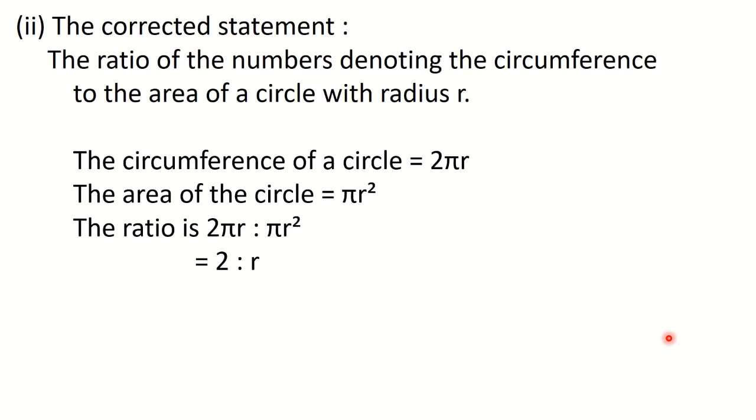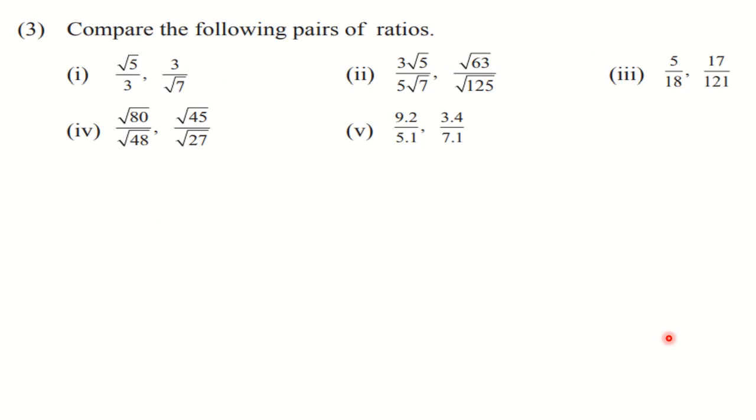Let us go further towards the next question, that is question number 3. Compare the following pairs of ratios. Here 5 questions are given. Third question is very easy. Simply the numbers are given, so by doing cross multiplication you can compare them. I am solving first and second, and the remaining 3 you will solve by yourself. Let us start with the first question.